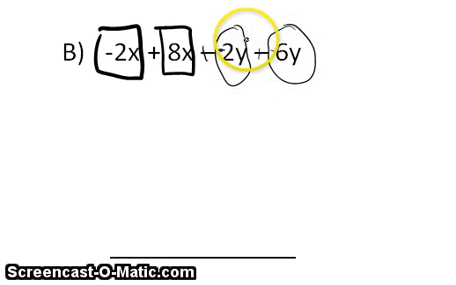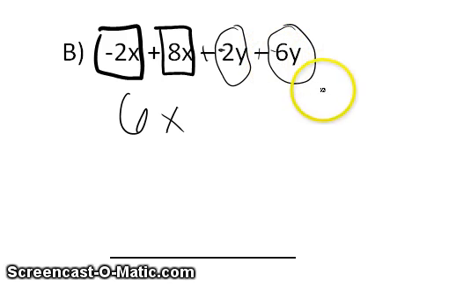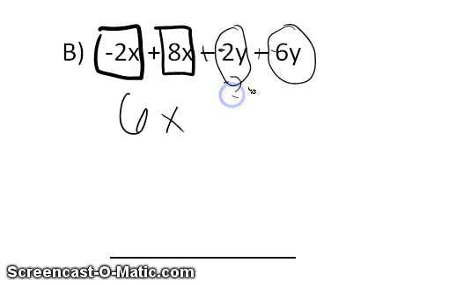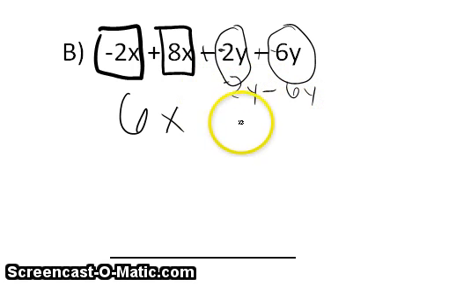So my y's are in circles, my x's are in boxes. They're already in an order that they're next to each other, so I can just combine them. I have negative 2x plus 8x. That's going to give me 6x. And then I have negative 2y plus negative 6y. So that's like being 2 feet below sea level and then going down 6 more feet. You could think of that as negative 2y minus 6y. So that's negative 2 minus 6, which is negative 8y.